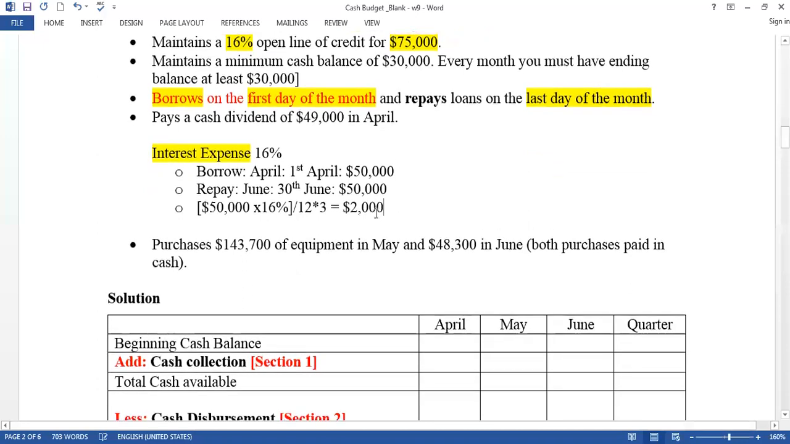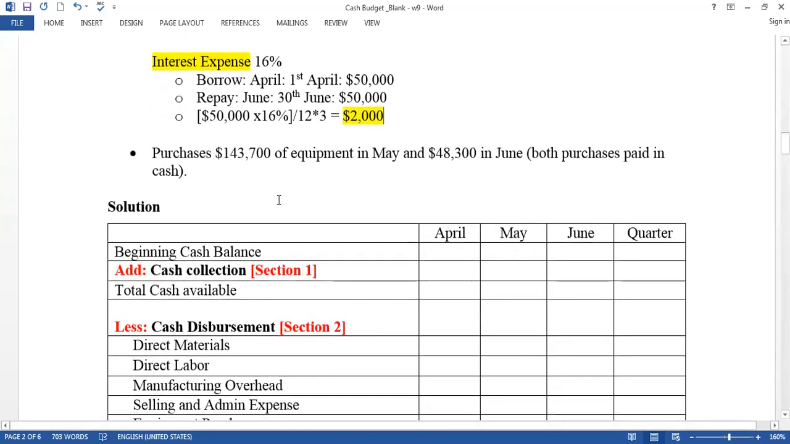So this is the interest expense, $2,000 for how many months? This $2,000 interest is for 3 months, because you use this money for 3 months. Why do you divide by 12? You divide by 12 because you get 1 month of interest, right? Then convert it into 3 months. Yeah, so this is the way to calculate interest for this question.